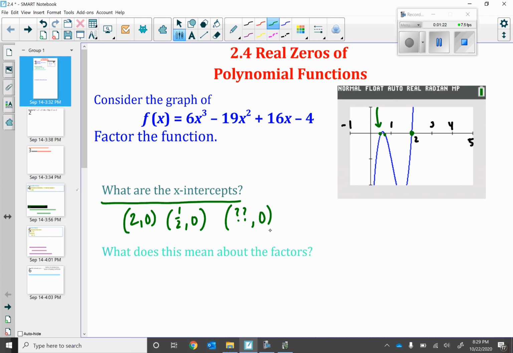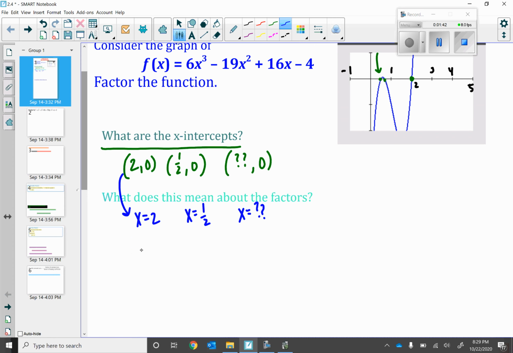If I know the x-intercepts, then I really know a lot about this function. From these x-intercepts, I can take the zeros, right? x equals 2, x equals 1/2, and x equals, well, we don't know. And then from these zeros, I can change these into factors. x minus 2, this one would be 2x minus 1. Think about it. If I add 1 to the other side and divide by 2, I get 1/2. And then we have x minus something, right? We still don't know this third factor.